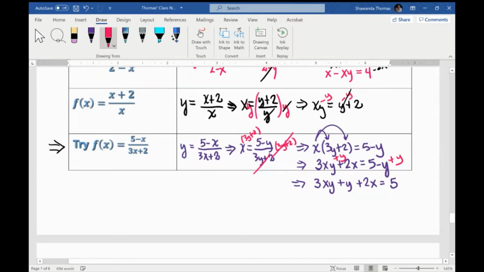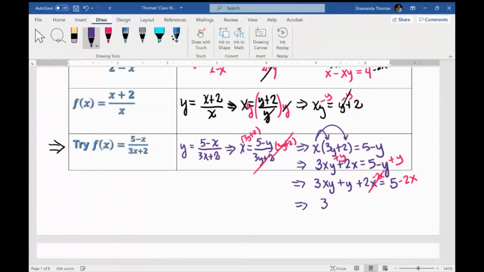We've got to move the other terms to the other side. Subtract 2x. Yep. Let's get rid of that because I don't want it on the same side with my y's. 3xy plus y equals 5 minus 2x, or negative 2x plus 5 if you wrote it that way.